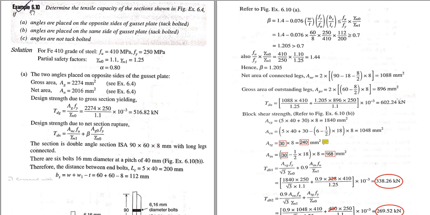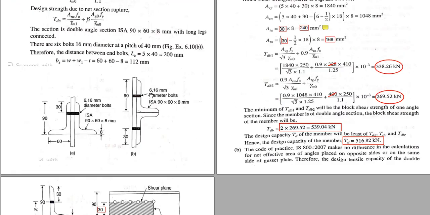So the question is, determine the tensile capacity of the section shown in figure 6.4 if angles are placed on the opposite sides of gusset plate (tack bolted), angles are placed on the same side of gusset plate (tack bolted), and angles are not tack bolted. So let us look at the figure. This is figure A and this is figure B. This is question A and this is question B. So you have to find the tensile capacity.